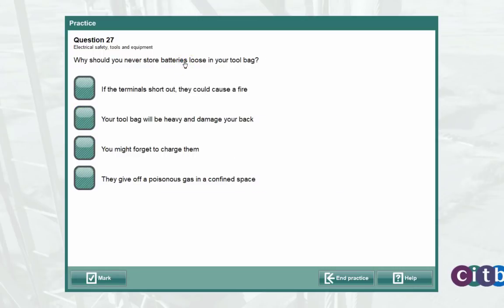Why should you never store batteries loose in your tool bag? If the terminals short out, they could cause a fire. Your tool bag will be heavy and damage your back. You might forget to charge them. They give off a poisonous gas in a confined space.